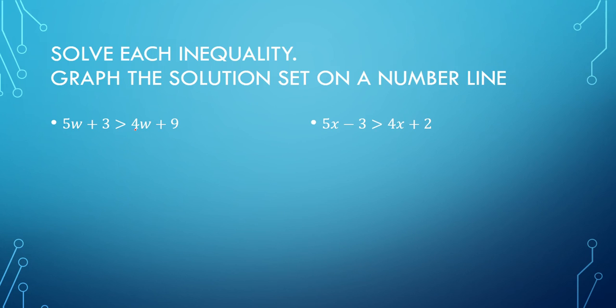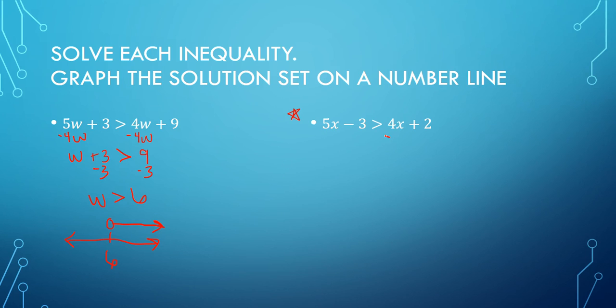Alright, so we want to get the w's on the same side, so I'm going to subtract the 4w over to the left side. And 5 minus 4 is just 1w, or w. Then subtract 3. W is greater than 6. So remember, when you're graphing these, you can just put the number that you get. This does not have an equal to, so it's going to be an open circle, and it's greater than, so you would shade everything to the right side. Pause the video and try that question.